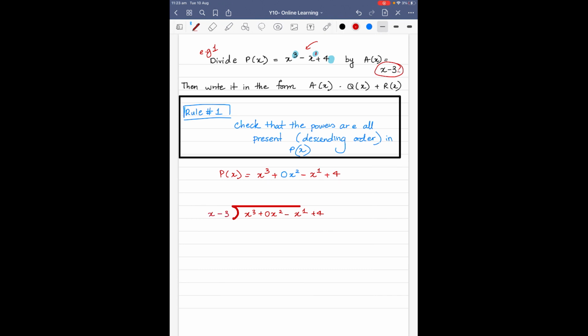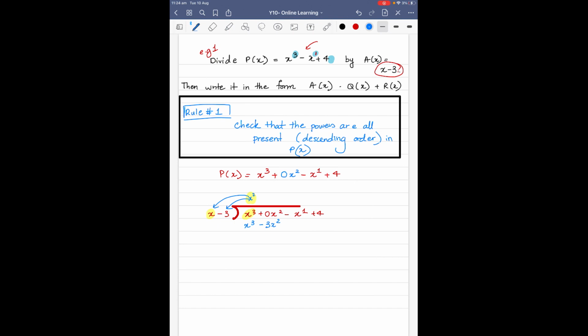Now, to do long division, you have to look at your first term. So x times something has to give you x cubed. That's all you need to worry about. Okay? So we know x times x squared is going to give you x cubed. So let's say it one more time. X times x squared gives you x cubed. Now, because this divisor is 2 terms, we're going to say, so x times x squared is x cubed. X squared times minus 3 is minus 3x squared.